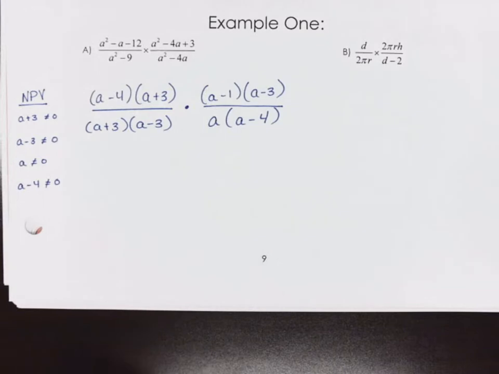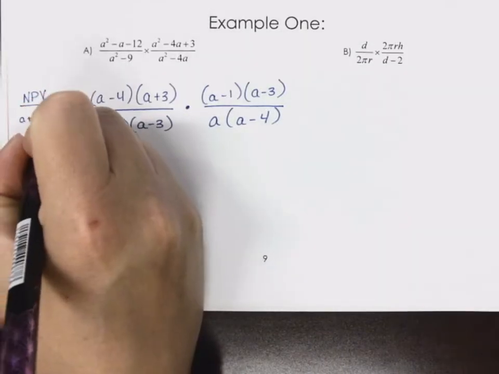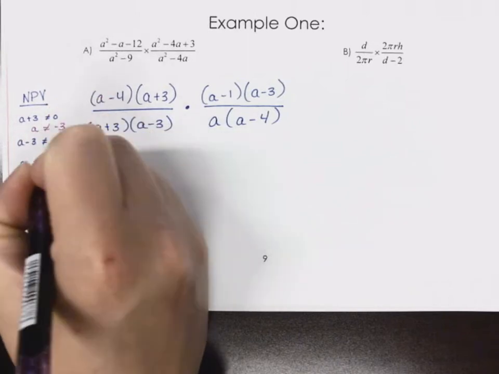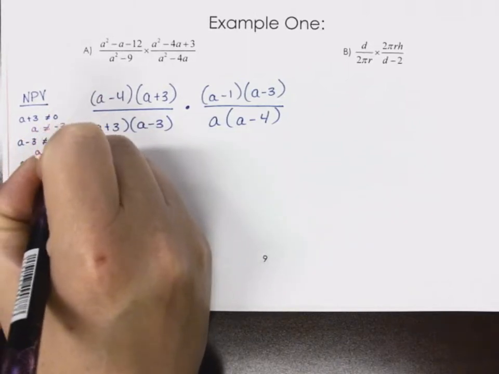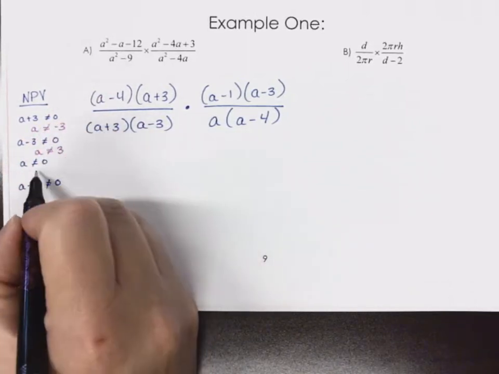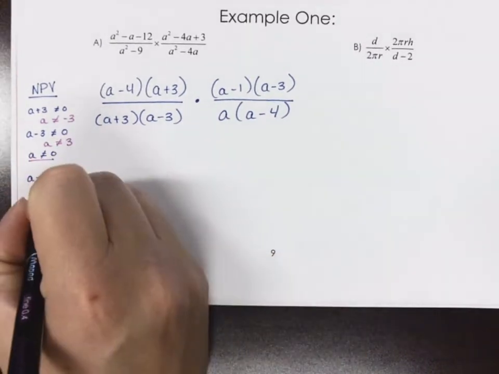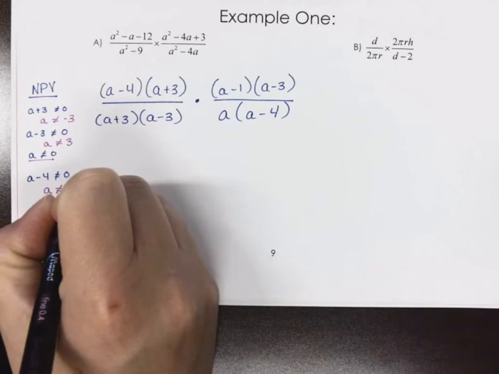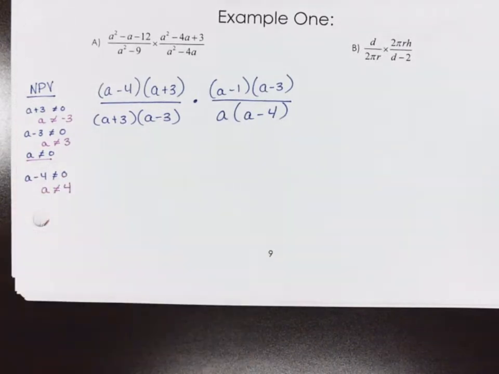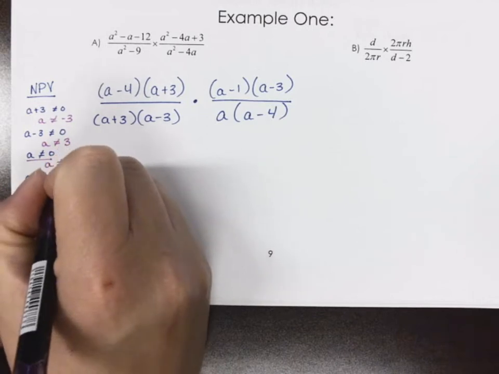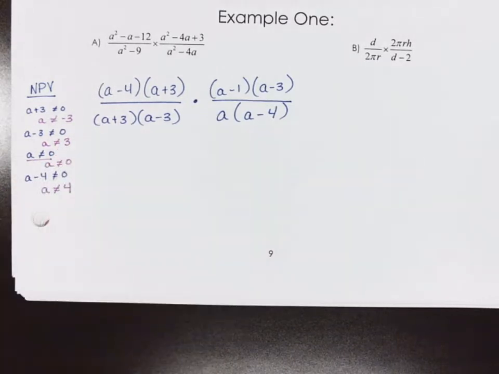Now I'm not done yet because I actually have to solve them. So this NPV is going to be a cannot equal -3, a cannot equal +3. Oh wait, this one's already done. That's good. That one's already solved. And this one, a cannot equal +4. Maybe I'll write that one again just because I want all my non-permissible values in pink.